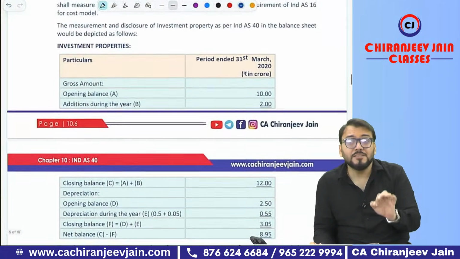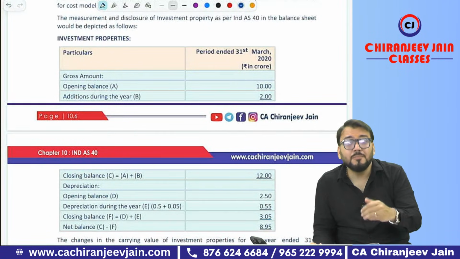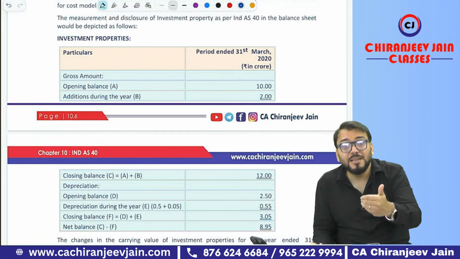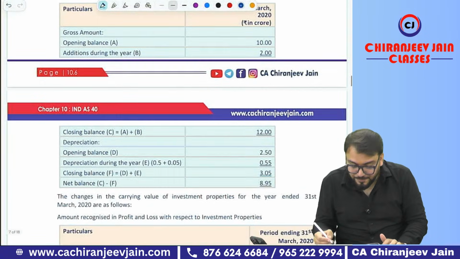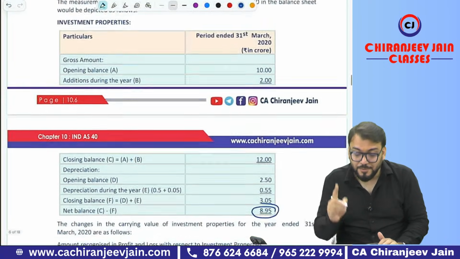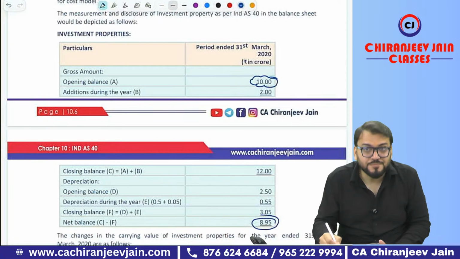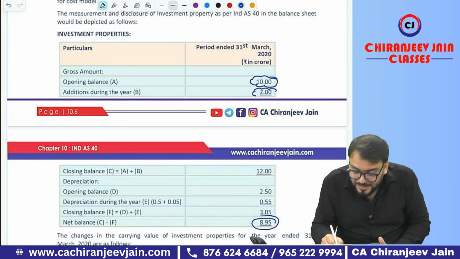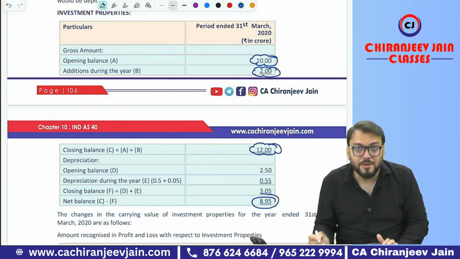Now the point is how you write in the exam. Normally in the exam, students don't write the format extract. So first you need to prepare the extract of the balance sheet. Write investment property, and investment property will come at 8.95. Then you should write the gross book value. Opening balance was 10 crore. Then purchase during the year 2 crore. So the closing balance of gross book value is 12 crore.